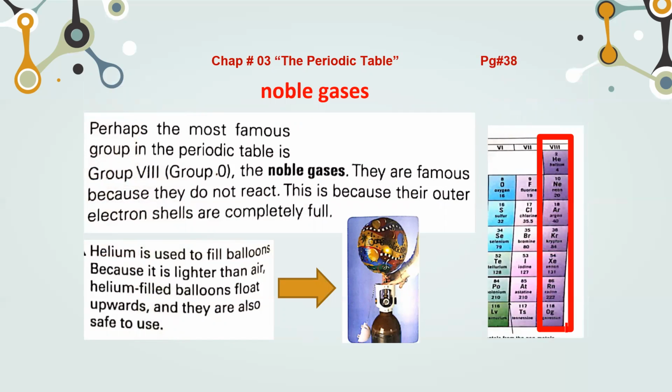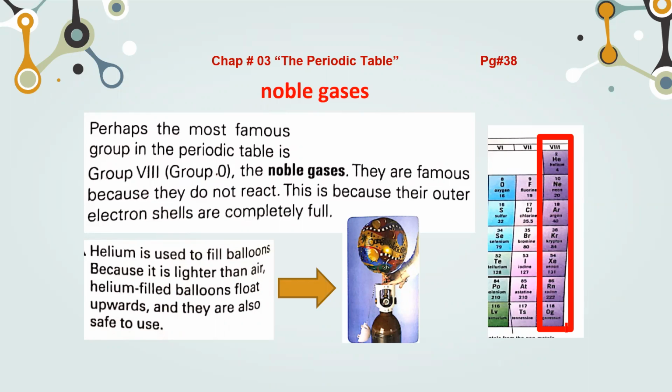Perhaps the most famous group in the periodic table is group 8, and that is also called group 0. Why is it called group 0? Because they have no reaction. As I told you earlier, the noble gases are such elements that their outermost shells are completed. Helium has 2 electrons in its outermost shell and it completes the first shell, because the first shell occupies 2 electrons. The second, third, fourth, fifth, and sixth contain 8 electrons, and all of them contain 8 electrons in their outermost shell.